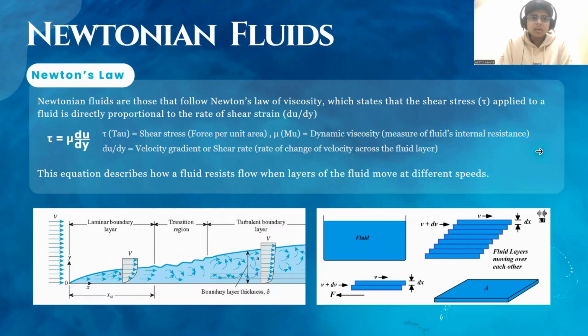Moving on. Talking about Newton's law of viscosity. Newtonian fluids are the fluids which follow Newton's law of viscosity, which states that shear stress applied to a fluid is directly proportional to the rate of shear strain. Tau is equal to mu du by dy, where tau is the shear stress, mu is the viscosity, and du by dy is the velocity gradient. You can see the diagrams describing this.